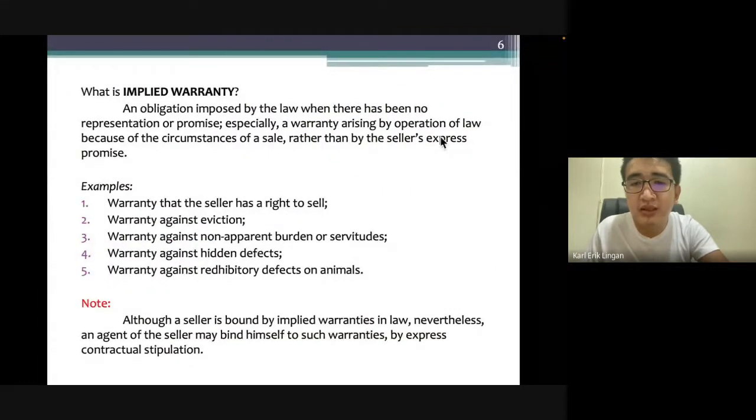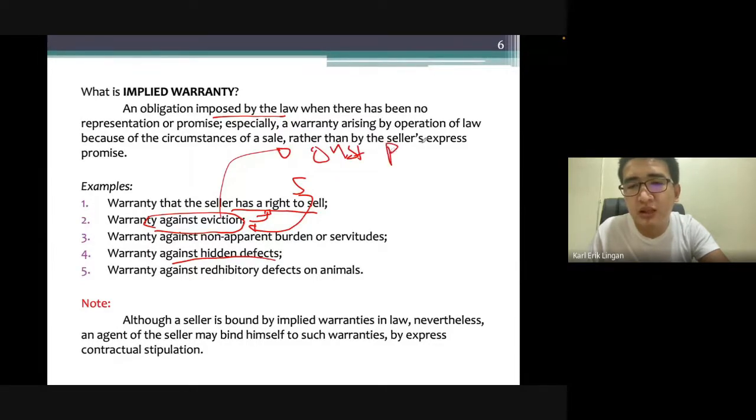What is implied warranty? This one, na-discuss ko na actually doon sa previous paragraph, di ba? It is an obligation imposed by the law when there has been no representation or promise, especially a warranty arising by operation of law because of the circumstance of sale rather than by the seller's express promise. Okay? Example is, sabi ko, right to sell, free from hidden defects. Ito rin, warranty against eviction, connected siya doon sa right to sell. Kasi if the seller doesn't have the right to sell, then pwedeng ma-evict si buyer. Ano yung eviction na sinasabi natin? Yung ma-oust siya sa possession at ownership ng thing. Okay? Warranty against an apparent burden or servitudes. Warranty against redhibitory defects on animals. Okay?